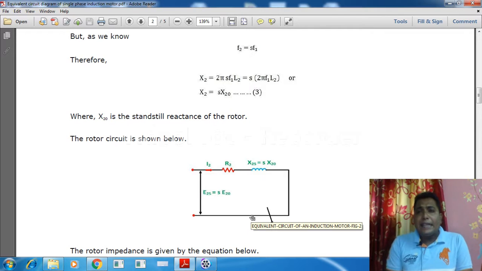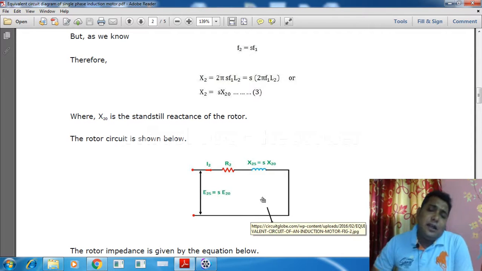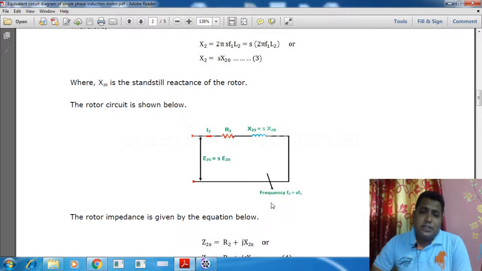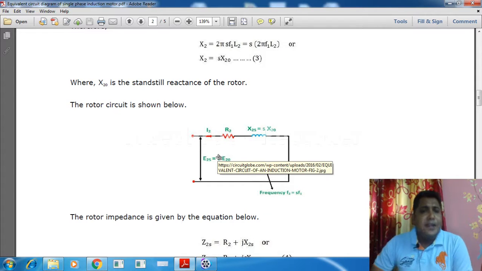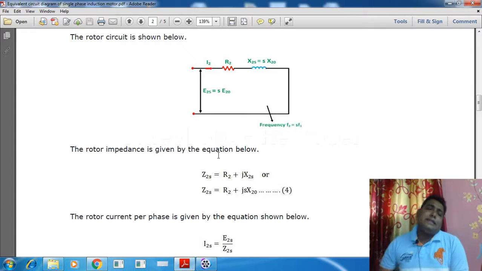So this is the equivalent circuit diagram for the rotor circuit. What is the equivalent circuit diagram? This is the induction effect, E2S is equal to S E20. Due to that we have a current I2 flowing through the rotor circuit, and the rotor circuit contains some resistance and some reactance. The resistance is R2, and the reactance is X2S, which is given by S X20.